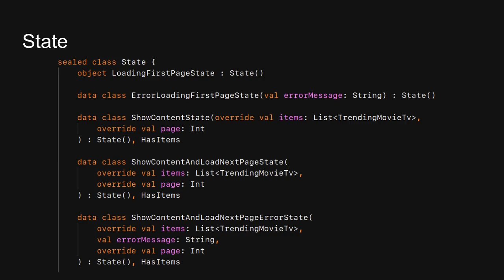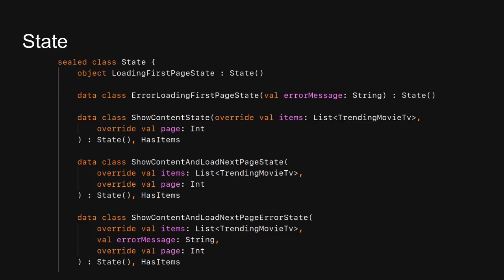Then I have a fourth state, that is show content and load next page state. It is basically a state for whenever we are loading the next page, so we can show a loading spinner at the bottom of the screen to give a better user experience and let the user understand that we are loading some more data for him. And then fifth, we have a show content and load next page error state.